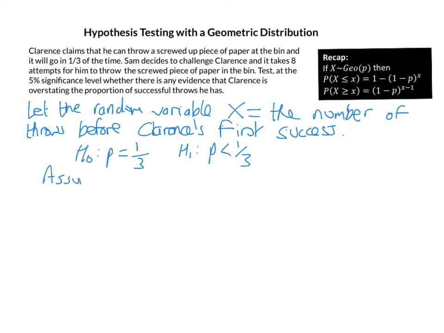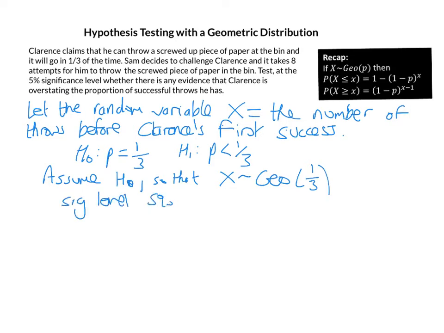So we actually assume the null hypothesis, so that X is a geometric distribution with a probability of a third, because we're talking about the number of throws until he gets one in. In the scenario here, we've seen how long it takes. Clarence took 8 throws. That's why we're using a geometric distribution. So we know it's a significance level of 5%. That's the percentage we're testing against.